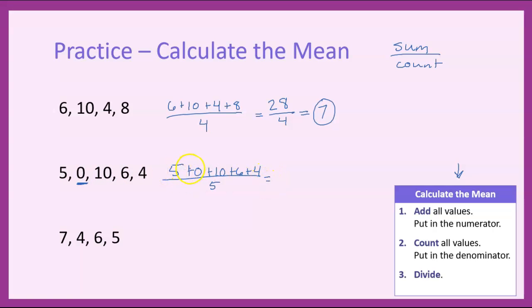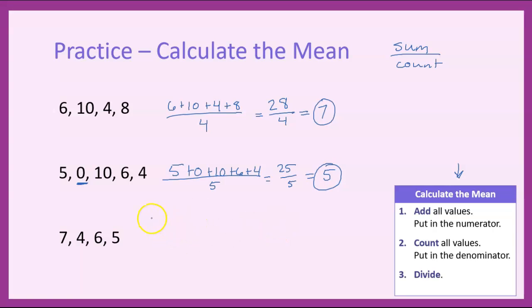So on the top we have 5 plus 0 is 5, plus 10 is 15, plus 6 is 21, plus 4 is 25. And 25 divided by 5 is 5. So 5 is our mean.